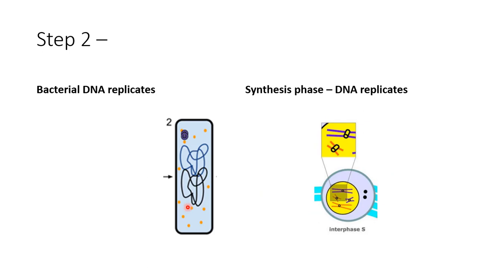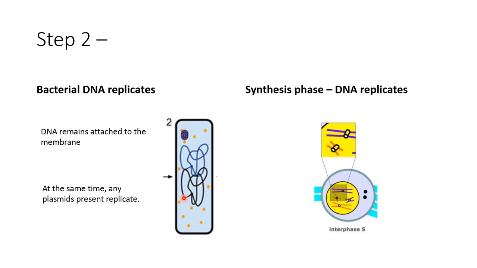Step two, bacterial DNA replicates. And in addition to that, the DNA remains attached to the membrane. So here's the DNA replicating, but it's attached to the membrane. And another thing is that bacterial cells, or prokaryotes, have these things called plasmids, which are little pieces of DNA. Right? In addition to their DNA, they have these plasmids also. And these plasmids also replicate during this stage. In the cell cycle, we have the synthesis phase, where DNA replicates also. So in both cases, they replicate. Right?